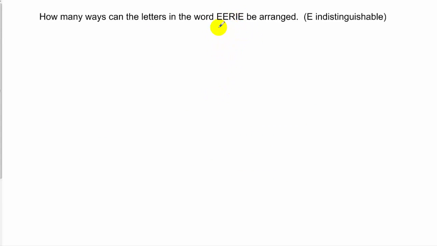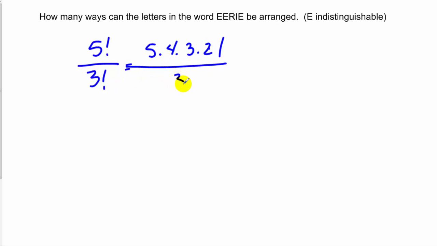Number of ways to arrange the letters in the word Erie. We've got a total of 5 items, so that's going to be 5 factorial. E is the only thing repeated, and it's repeated 3 times. So that's just 5 factorial over 3 factorial. You can work this out without a calculator. It's 5 factorial over 3 factorial. Those reduce out, we get a total of 20 different ways.